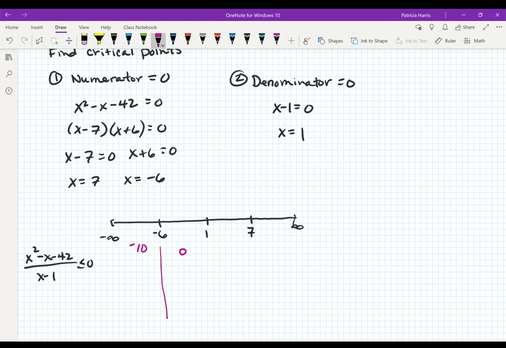I need to choose a number between 1 and 7. I like the number 5. But you can choose 2, you can choose 3, just as long as it's between 1 and 7. And then for our last interval, we need a number between 7 and positive infinity, and I'm going to choose positive 10. Okay, so again, you just need to decide if it's true or false.